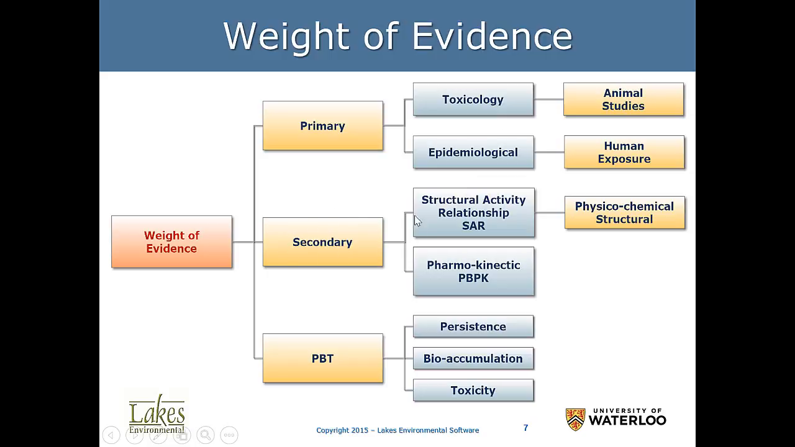We have the secondary one, and this is a toxicity model, structural activity relationship, also called SAR. We have pharmacokinetic, PBPK, and we have the persistence, bioaccumulation, and toxicity, PBT. These are part of analyzing the chemicals which we will accept with more certainty, primary ones, and then secondary ones, and tertiary ones in this order.